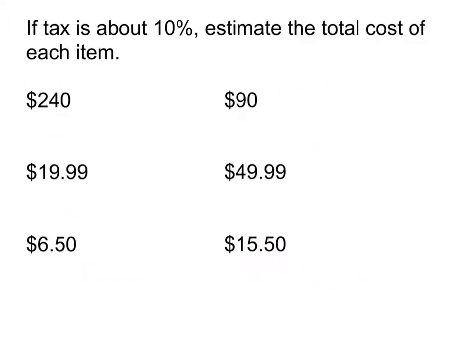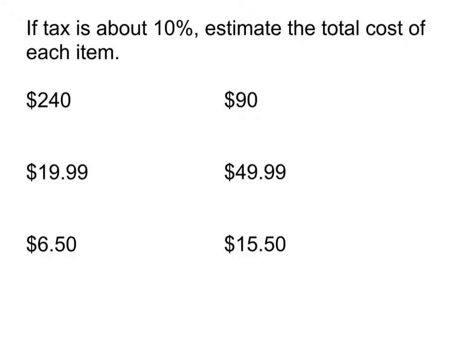All right, now, here, we're going to be applying it. You know that tax is about 10%. And we're going to go ahead and use that. So if tax is 10%, what is the total cost of each of these 6 items? All right, now I want to make sure you're heading in the right direction here. So let's do the first one, then I'll give you some more time to do the rest.